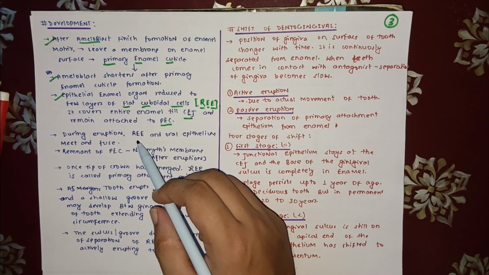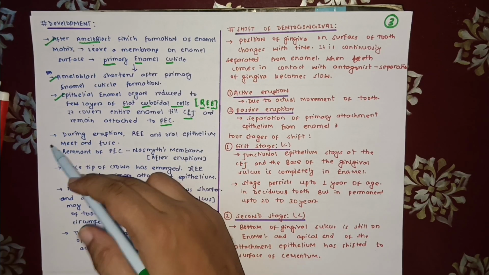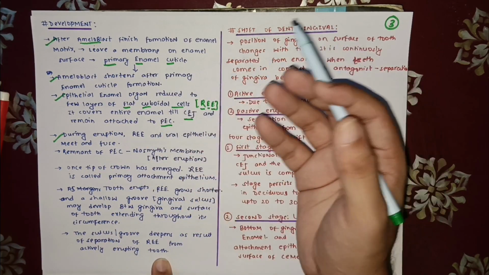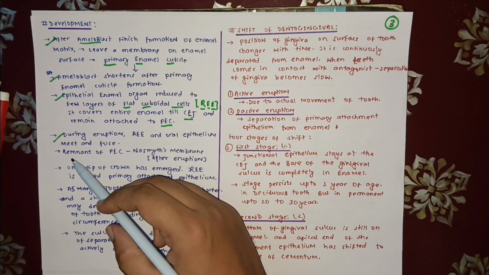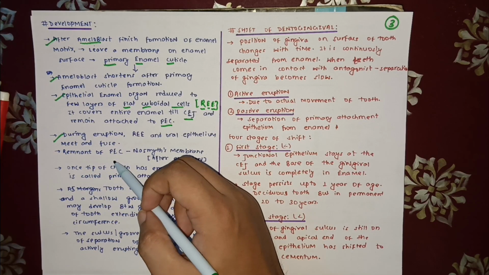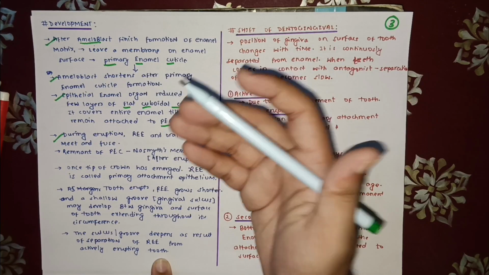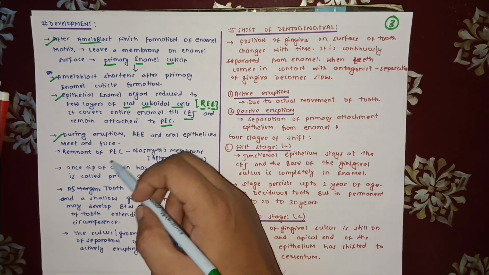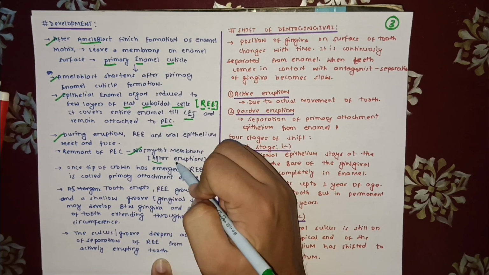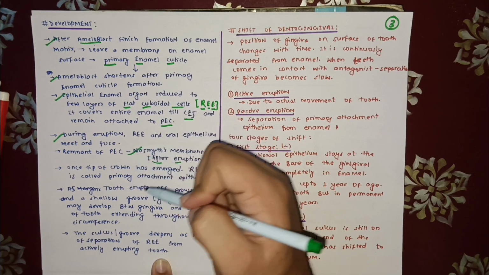During the eruption, the reduced enamel epithelium and the oral epithelium meet and fuse, and with the fusion there is a stimulation for the eruption. After eruption, the primary enamel cuticle is covering the enamel surface. This primary enamel cuticle is destroyed by masticatory forces, by the occlusion between the two teeth, so its remnants are called Nasmyth's membrane. After eruption, the remnant of the primary enamel cuticle is called Nasmyth's membrane.